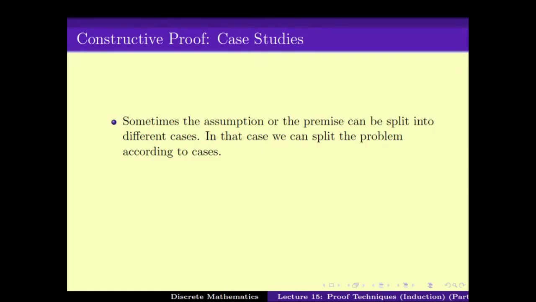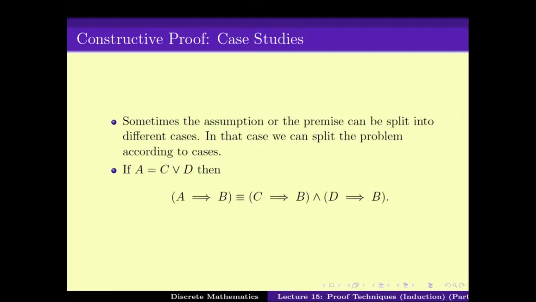We also looked at the case study. So in this case, if we split the assumptions into some constant number of cases, so what happens is that if you write A as C or D, then A implies B gets split up as C implies B and D implies B. This particular case study proof is something relevant to the proof by induction also. We'll see it very soon.